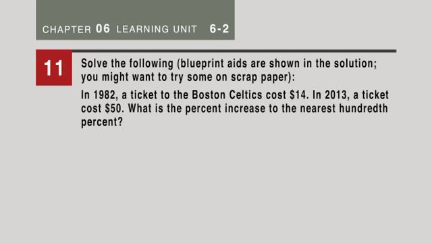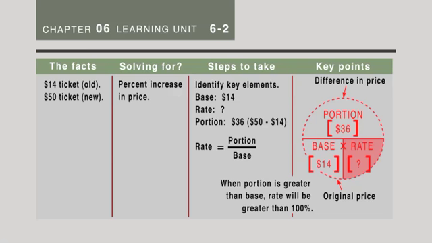Number 11, in 1982, a ticket to the Boston Celtics cost $14. In 2013, a ticket cost $50. What is the percent increase to the nearest 100th percent? So we're looking at what that increase is going to be.